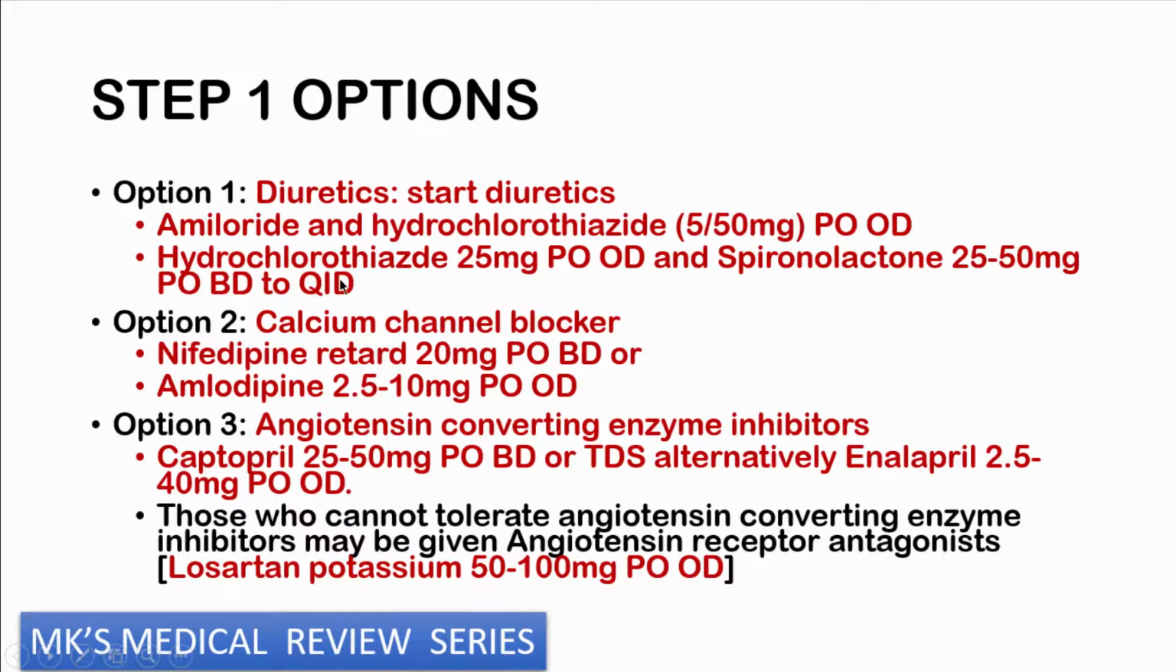And option 2, which is the more common option that's used, you can start them on calcium channel blockers: nifedipine 20 milligrams twice a day, or amlodipine 2.5 to 10 milligrams once a day. Or option 3, you can use angiotensin converting enzyme inhibitors such as captopril 25 to 50 milligrams twice a day orally, or 3 times a day, or alternatively enalapril, that's 2.5 to 40 milligrams once a day. And of course, those that cannot tolerate ACE inhibitors can be given angiotensin receptor antagonists, losartan 50 to 100 milligrams once a day.